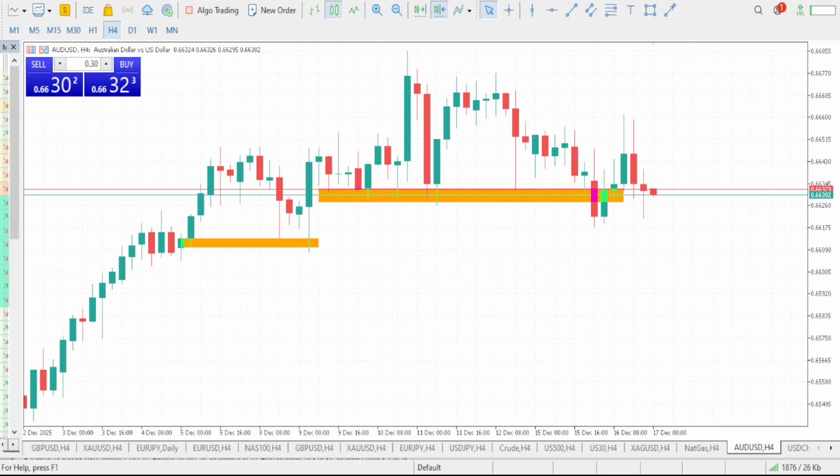So let's quickly take a look at what we will be anticipating for the day on our AUDUSD.